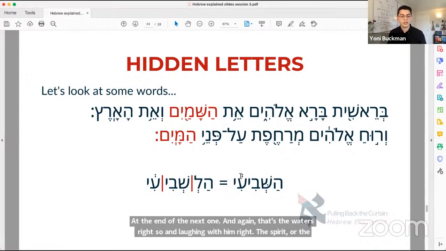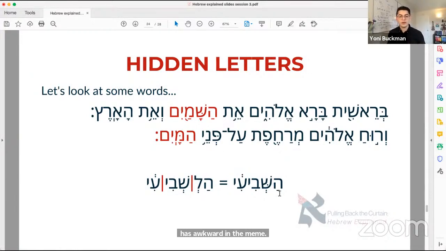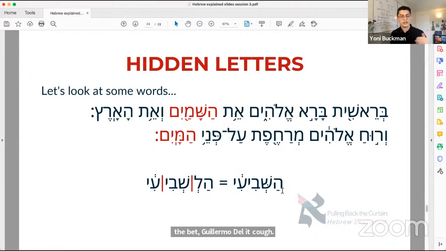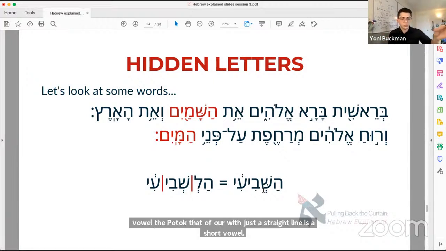Now, we had the question before of why the vowel under the hey in hashvi'i is a short vowel. The patach, a vowel with just a straight line, is a short vowel. How can that be in its own syllable? And it's because it used to actually have a lamed after it, right? It was halshvi, halshvi, hashvi, hashvi, right? The lamed disappears. It gets left with the residue, like the little Carmen Sandiego note telling you that she stole the lamed, is in the shin.